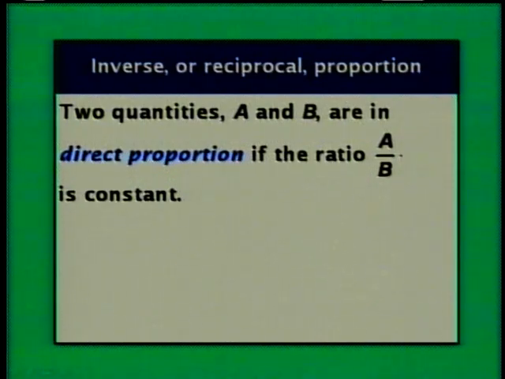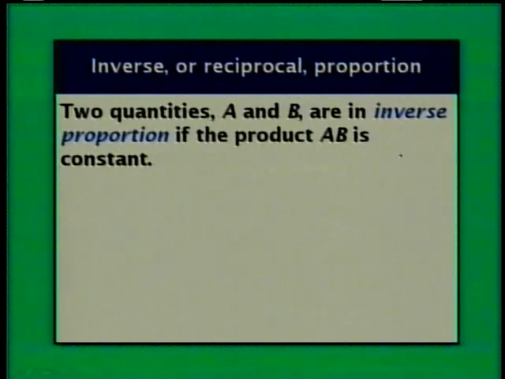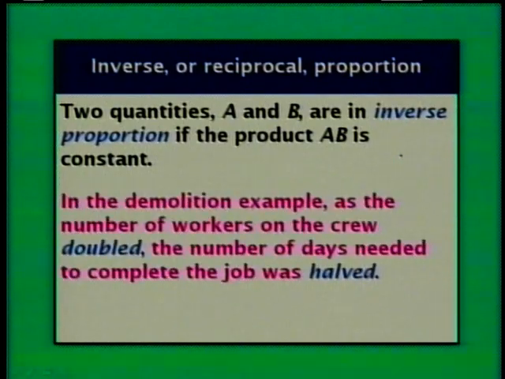What's happening with inverse or reciprocal proportions? Two quantities A and B are in inverse proportion if the product AB is constant. This probably sounds a little bit abstract, so let's go back to our demolition example. As the number of workers on the crew doubled, the number of days needed to complete the job was halved. 2 times 1/2 is a constant, 1. This last example was an example of an inverse or reciprocal proportion. Sometimes they do occur, and we have to work with them very carefully.